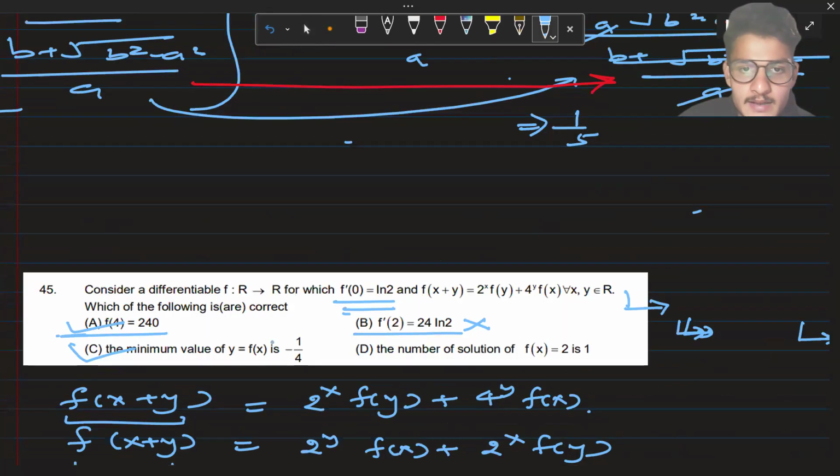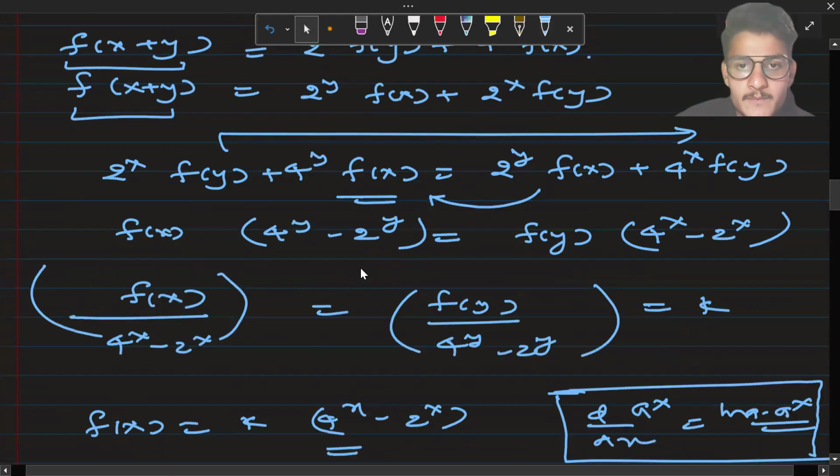So D will be the correct option. Only C is incorrect. Otherwise, every option is correct for the 45.